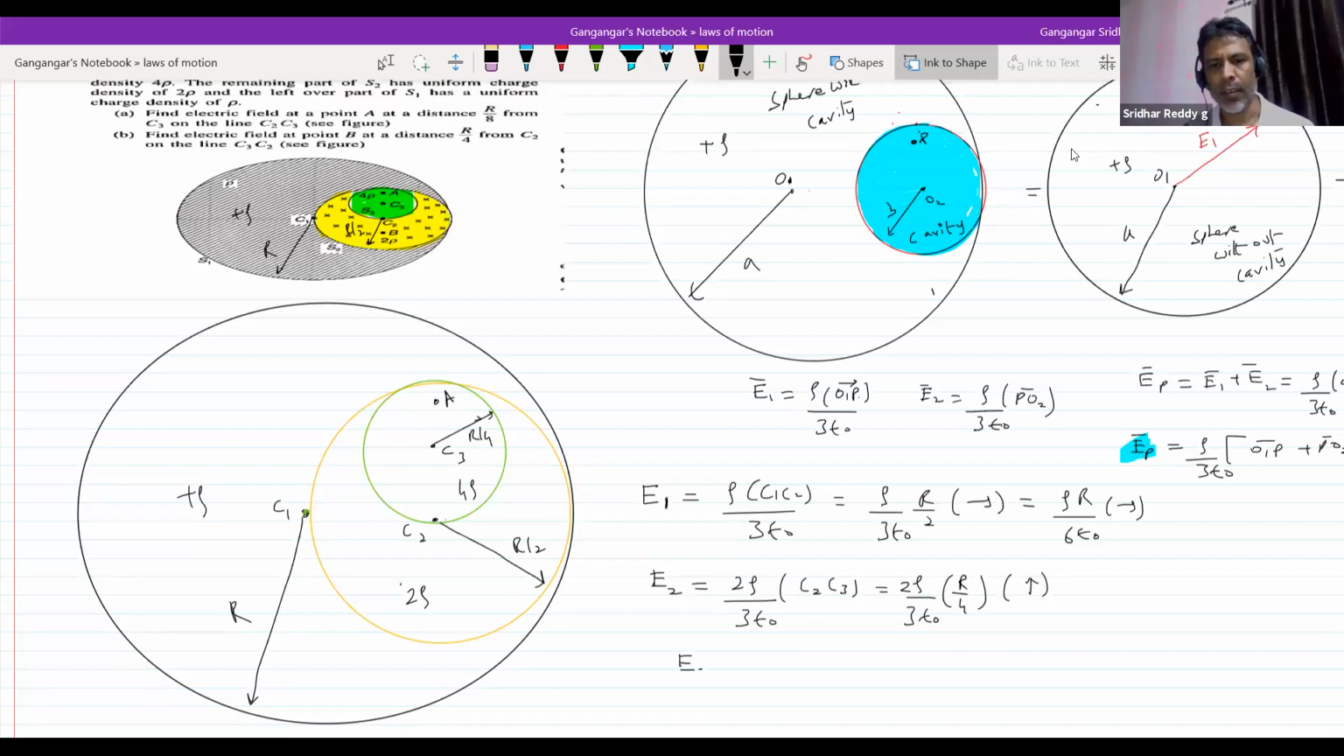Now come for E3. What is the density of this? Forget about all, only look at the sphere of density 4 rho and radius R by 4. So the density is 4 rho by 3 epsilon naught. Then what is the distance? It should be along the y-axis. What is the distance C3A? You write like this: 4 rho by 3 epsilon naught. What is the value of C3A? R by 8 is given.